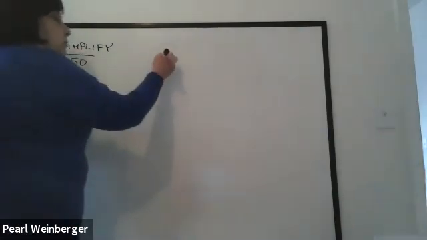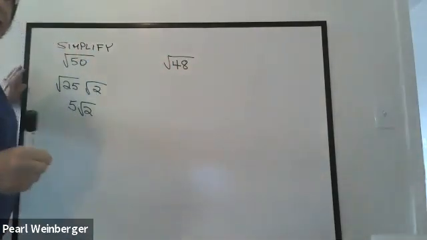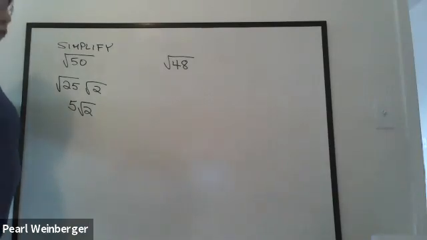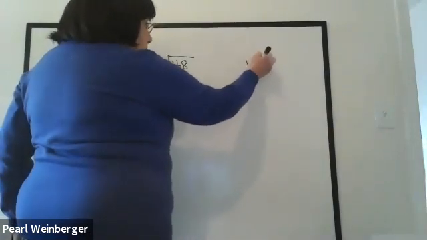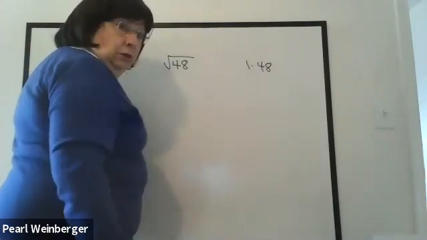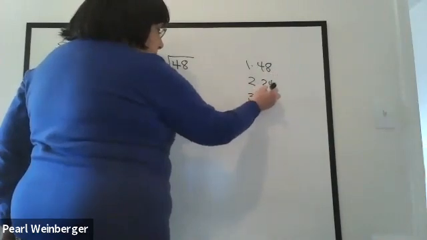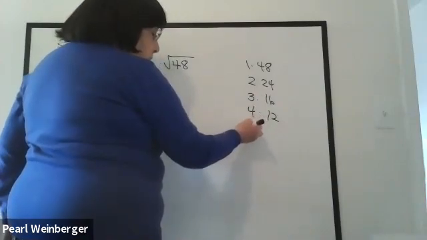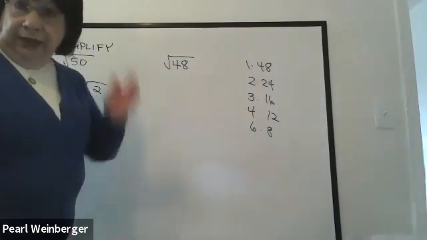Now let's say I gave you the square root of 48. 49 is a perfect square. 50 is not, and neither is 48. So let's think how we could break up 48. Well, I'm going to make a list of numbers that multiply to 48. 1 times 48, 2 times 24, 3 times 16, 4 times 12, 6 times 8. I think that's all the combinations of numbers that multiply to 48.